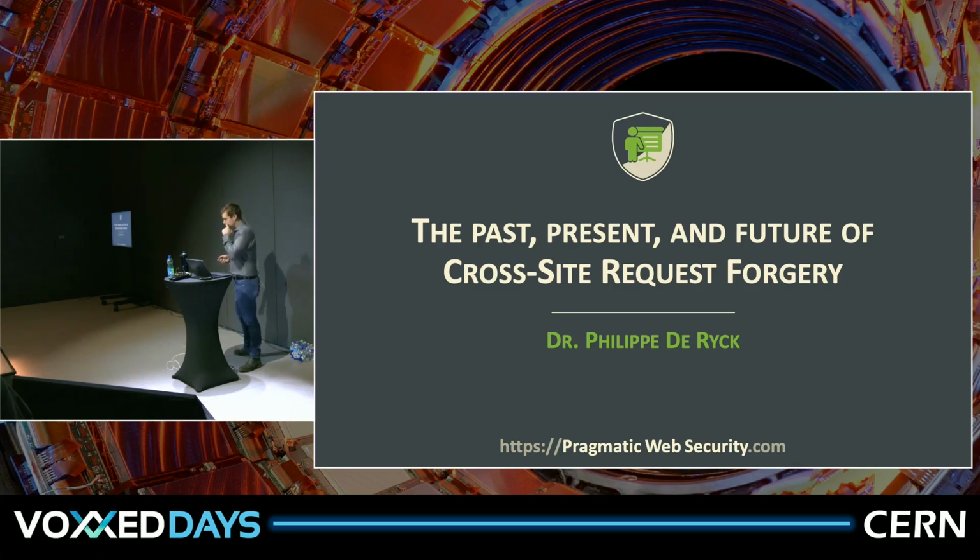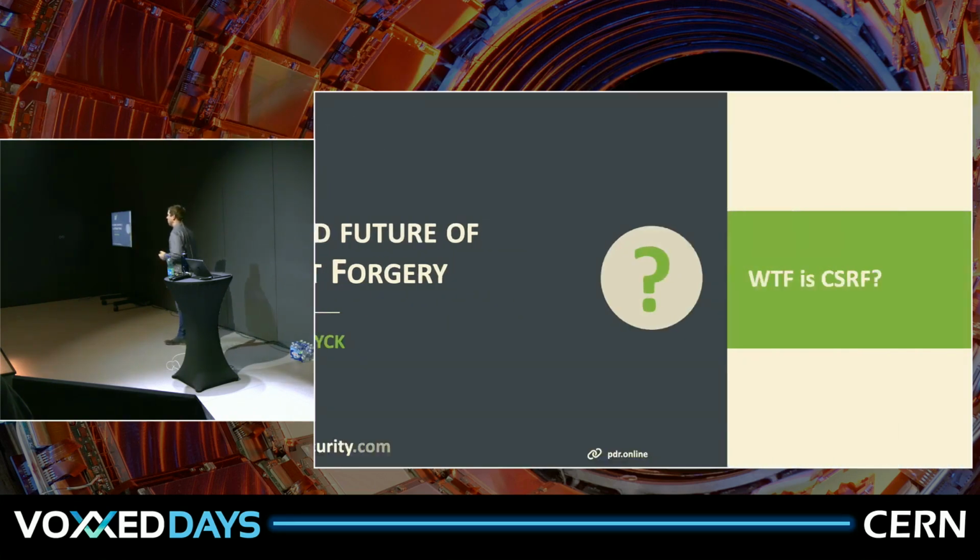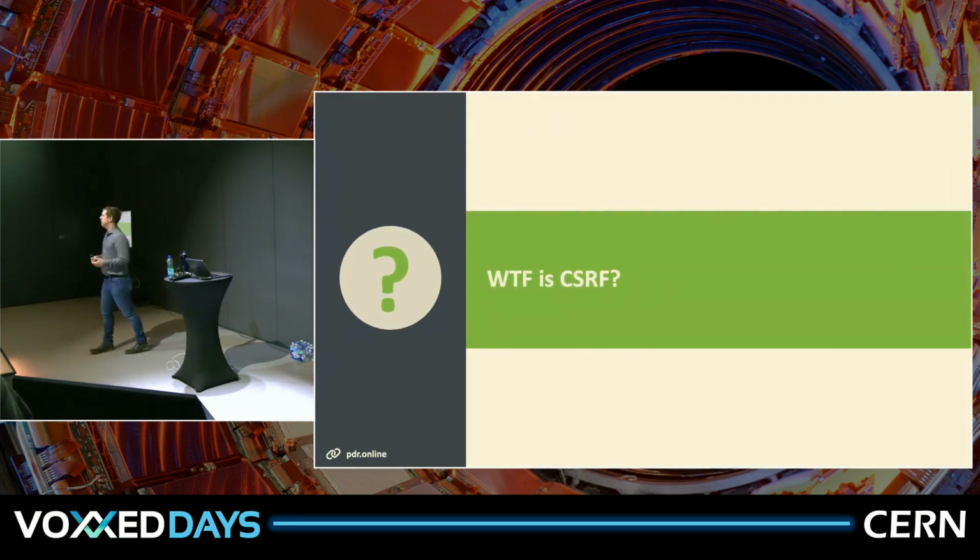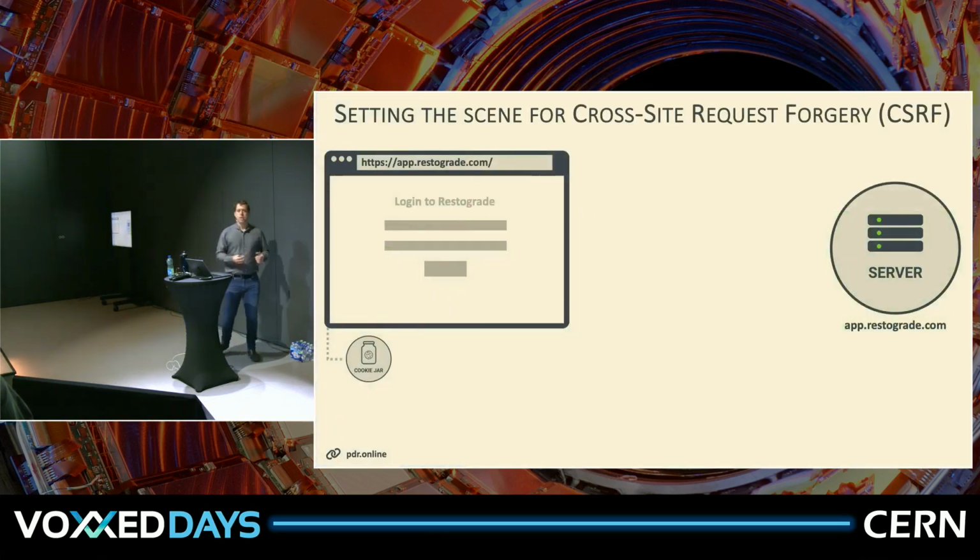cross-site request forgery. And to do that, I need to start with explaining CSRF. I need to start with trying to make clear what CSRF is, what the problem is, where it comes from, and then we can talk about defenses. So I'm going to start by explaining the problem using Retrograde.